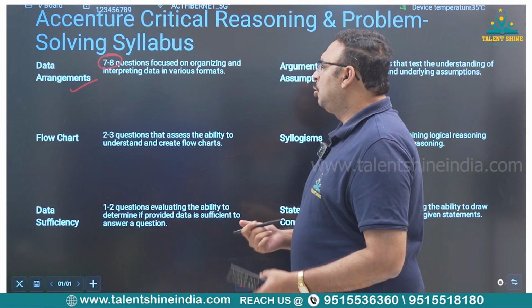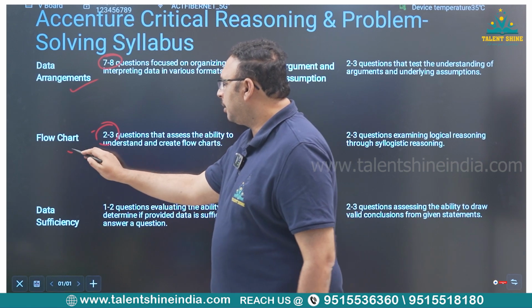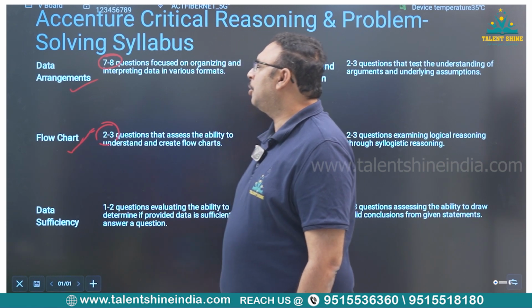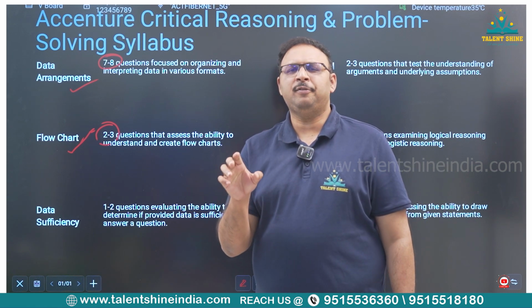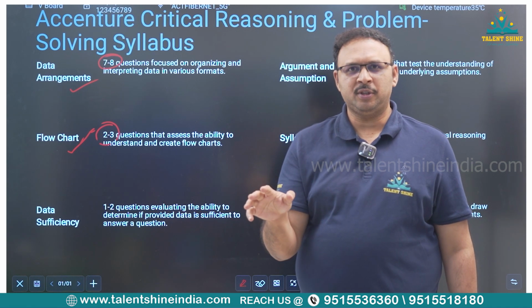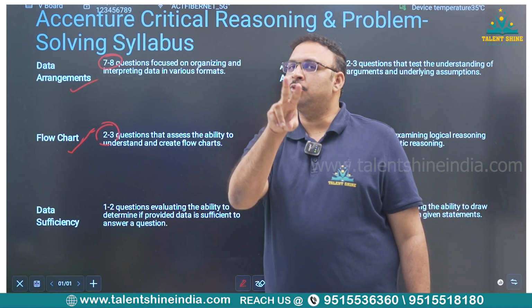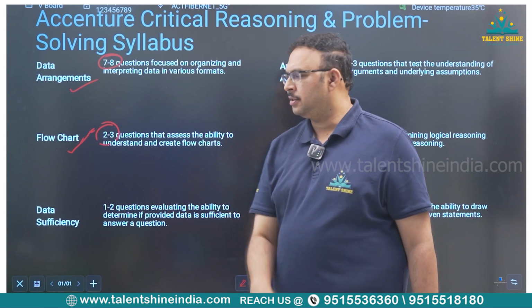So next up, 2 to 3 questions we can expect from flow charts. It's a very important flow chart. They can give you one flow chart, and based on the flow chart, they can ask you 2 or 3 questions from this one. In some papers, they are asking 2 flow charts also. There they can ask 4 to 5 questions like that.